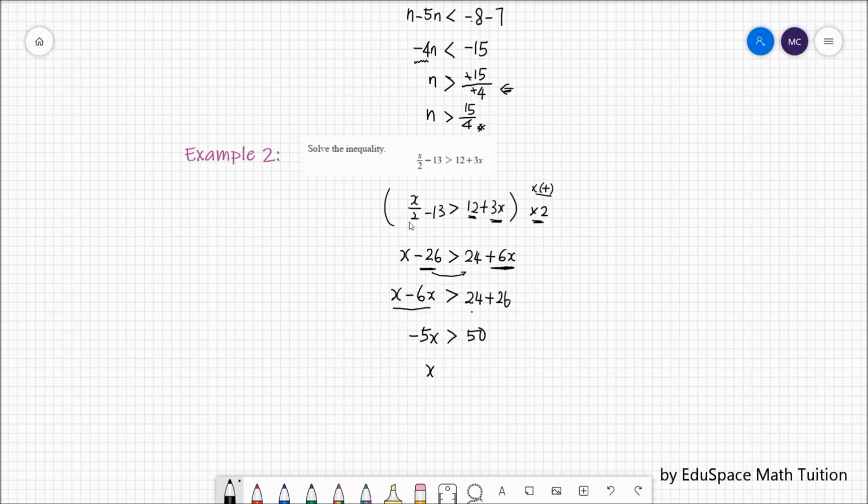Next thing we will do is we are going to move our negative 5 multiplied by x, with this negative 5 to be moved to the right hand side. So I will be having 50 divided by a negative again. Since I'm involving a division of a negative, again I need to change the sign in this case to become a smaller. So after simplification I will be getting negative 10 on the right. Therefore x less than negative 10 will be my final answer.